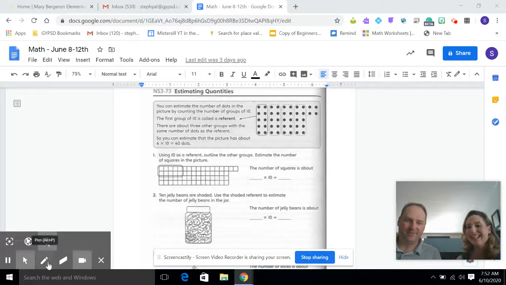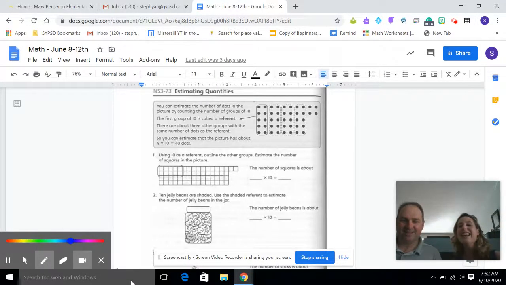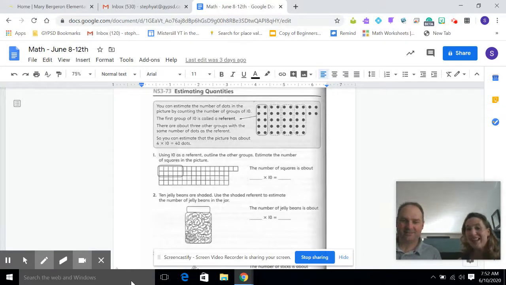So today is June the 10th, Friday, and it's the last lesson for math. You guys will be working on page 112 and 113. Okay, so today you will be learning about estimating quantities. This is estimating groups of things, large groups of things, by creating what's called a referent.